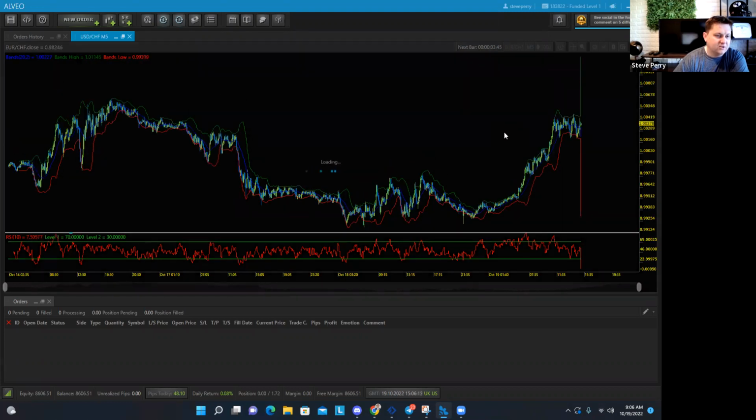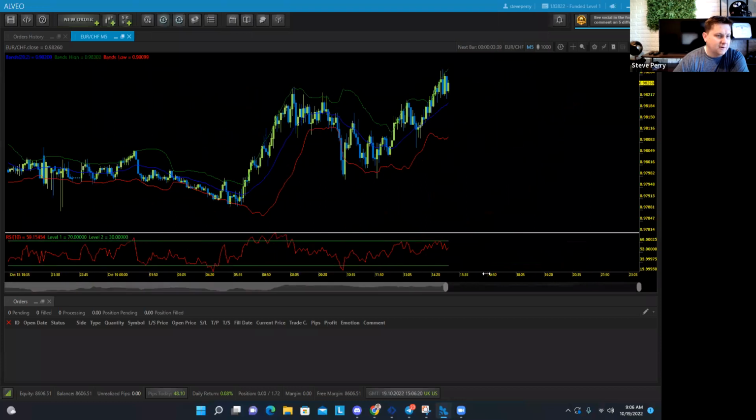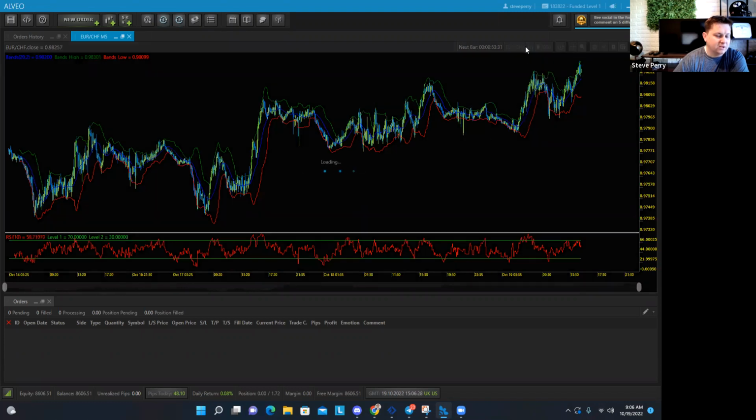See what I can find. Here's that Euro franc again. This honestly, we could probably use this. We could use this one. Let me go back to the 15 minute chart. I want to see if I can find any resistance.